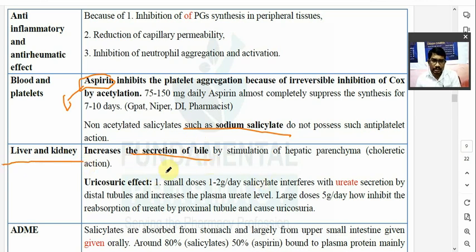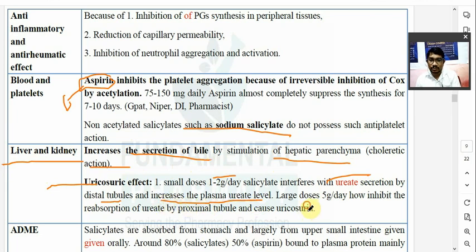Okay? Increases the secretion of bile, stimulates the hepatic parenchyma, that is choleretic action. Then the uricosuric effect: in small doses, 1 to 2 gram per day, salicylate interferes with urate secretion. Urate means uric acid secretion in the distal tubule, and that's why it increases the plasma urate level, the uric acid level in the blood.